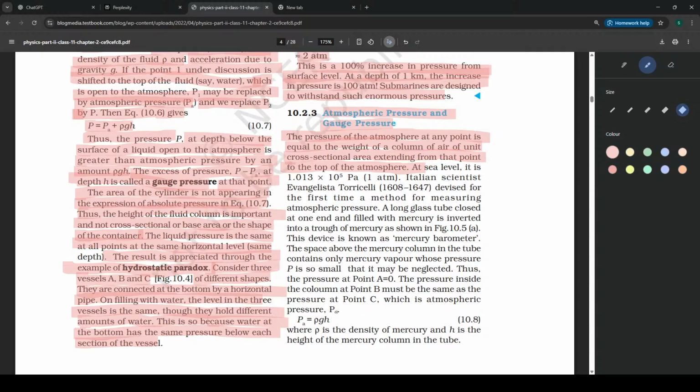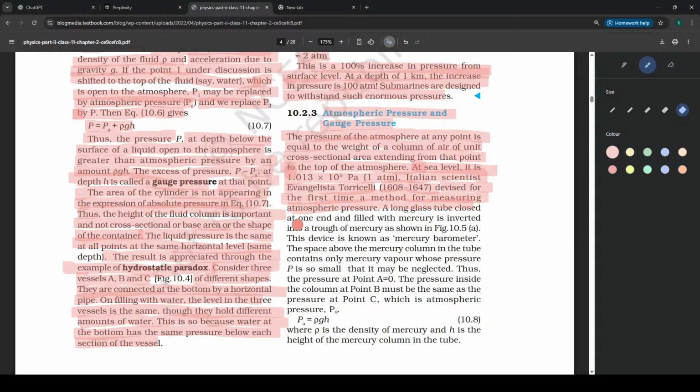At sea level, it is 1.013 into 10 power 5 Pascal, which is considered as 1 atm. The Italian scientist Evangelista Torricelli, 1608 to 1647, devised for the first time a method for measuring atmospheric pressure.